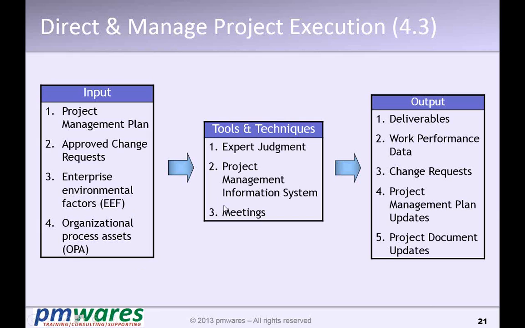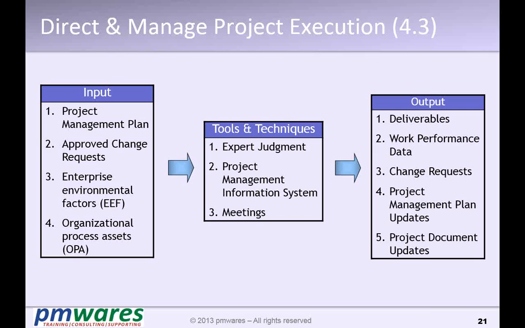Okay, the outputs you will get are deliverables, that is what your team is producing, and the work performance data, that is, you are collecting how people are performing, which you can compare with your plan in the monitoring and control process. And often during execution you may find something more is required, or some changes are required in the project. So you issue a change request.